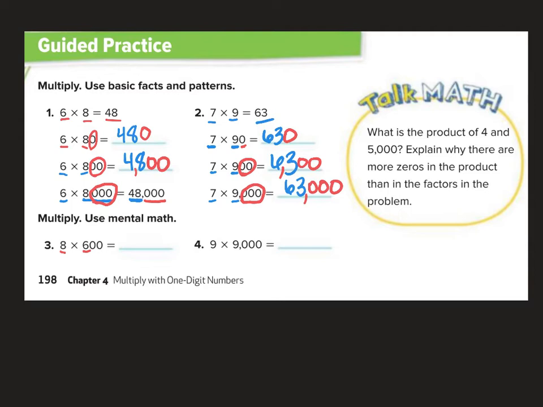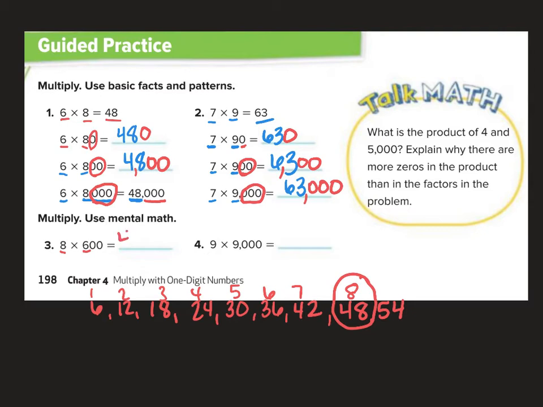Okay, now it says multiply. So 8 and 6, so I have to do 6 eights. 6, 12, 18, 24, 30, 36, 42, 48, 54. Okay, let's count. 1, 2, 3, 4, 5, 6. So that means 6 times 8 is 48. 2 zeros: 4,800.